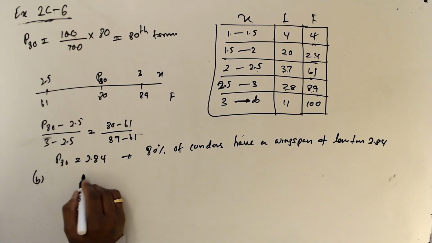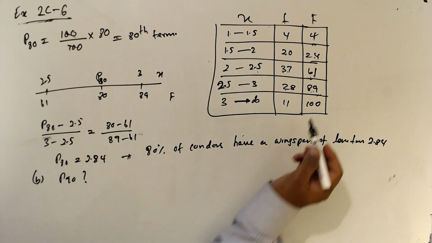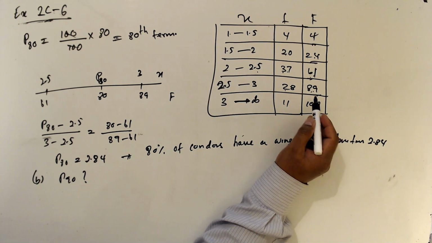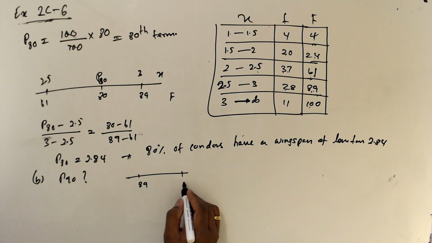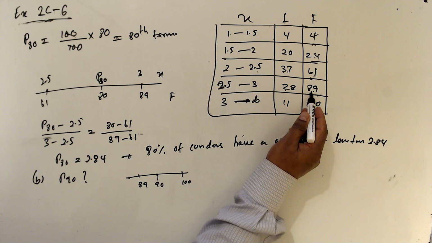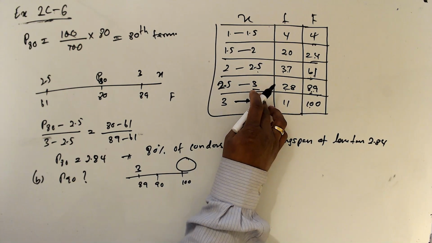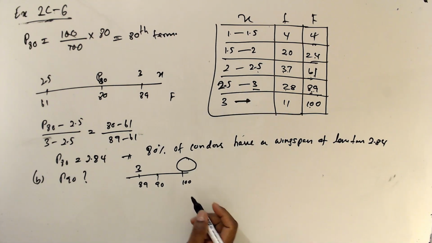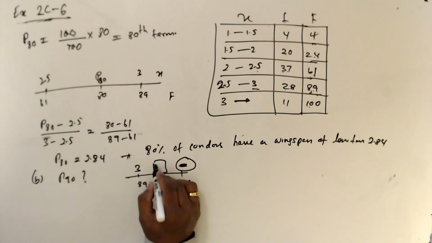Part B: the 90th percentile, P90. P90 is in this boundary, 89 to 100. So this is 89 and this is 100, and the 90th is here. Now we can see that 89 is 3, but there is no upper boundary. I wrote infinity, but there is no upper boundary for this one. Because of that, we can't calculate P90.